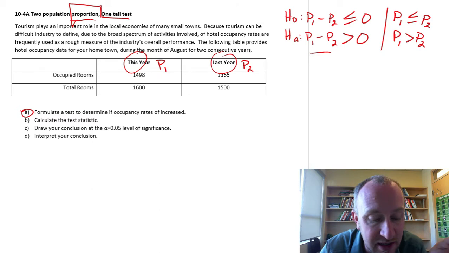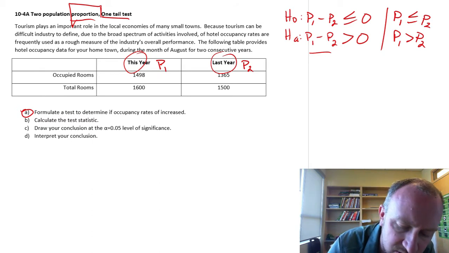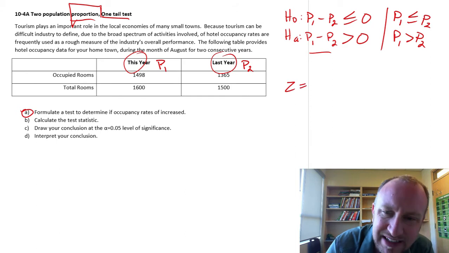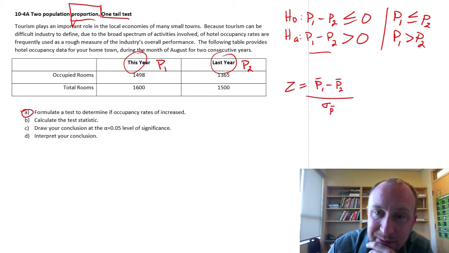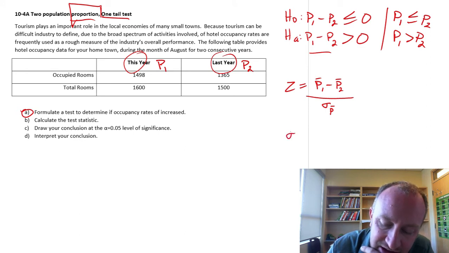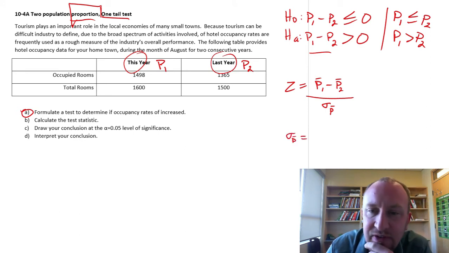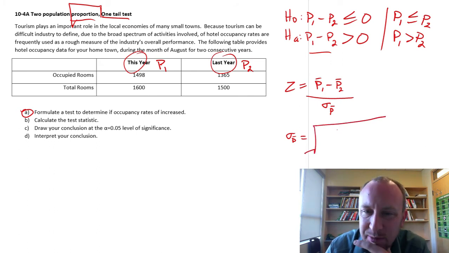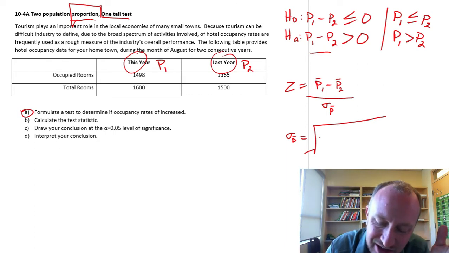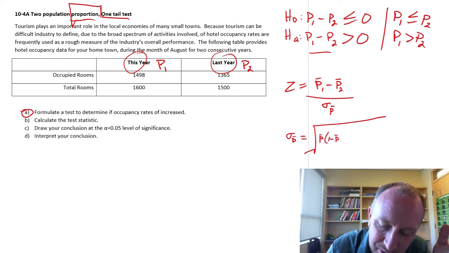Now part B: calculate the test statistic. This is a little bit different from what we've looked at. The test statistic still looks very similar: it's the point estimate of the difference divided by the standard error of the difference. I'm writing it out a little differently, because the standard error of the difference in proportions looks similar but different. It's going to be the proportion times 1 minus the proportion, times 1 over n1 plus 1 over n2.